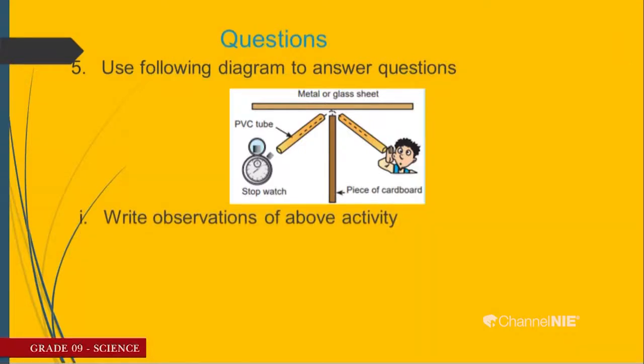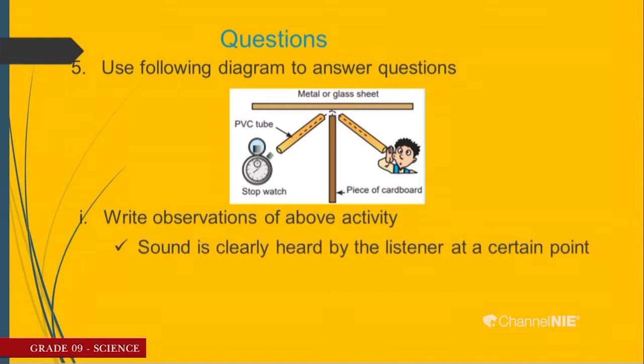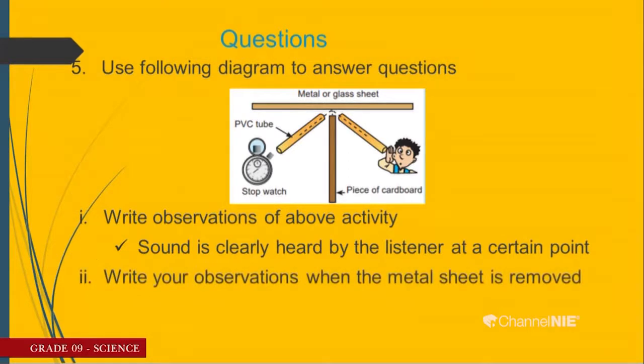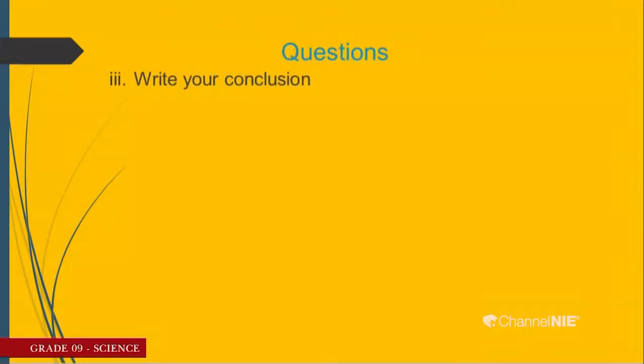Question number 1. Write observations of above activity. Answer is sound is clearly heard by the listener at a certain point. Question number 2. Write your observations when the metal sheet is removed. Sound is not heard. Next question is write your conclusion. Your conclusion is sound is reflected from the metal sheet.